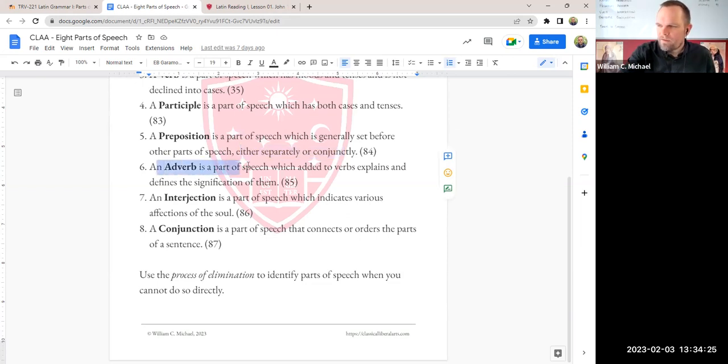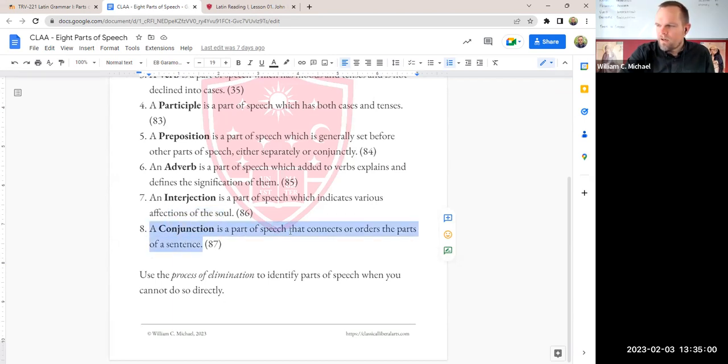Next, an adverb is a part of speech which is added to verbs to explain and define their meaning. Does the word et get added to a verb? No, it doesn't. Interjection. An interjection indicates various affections of the soul or emotions. Do we use the word et to express emotions? No, very good. So we're left with only one option, and that's a conjunction.